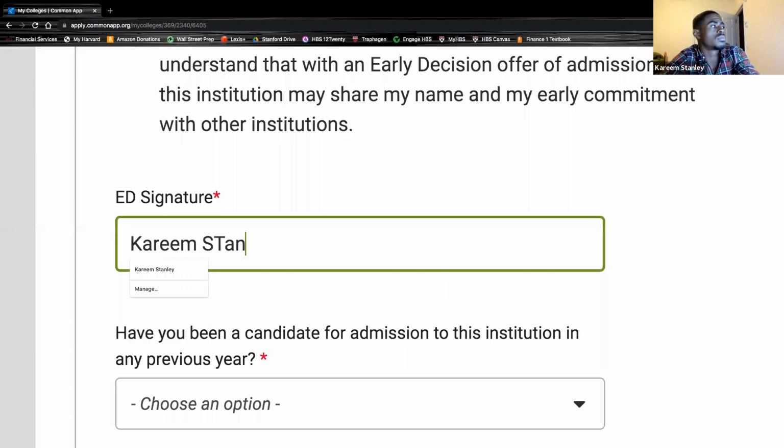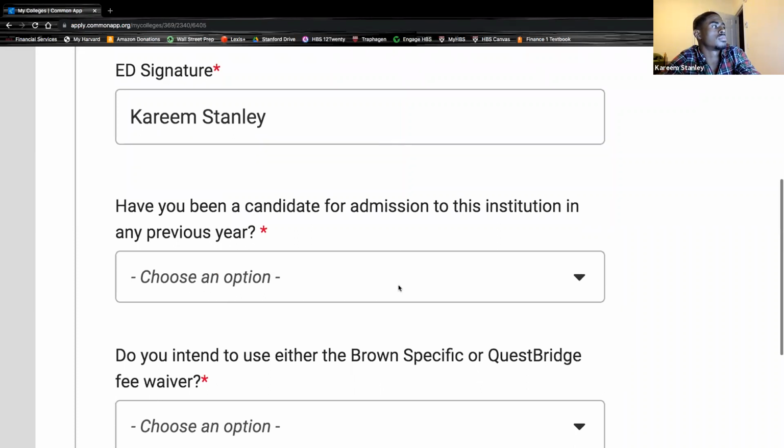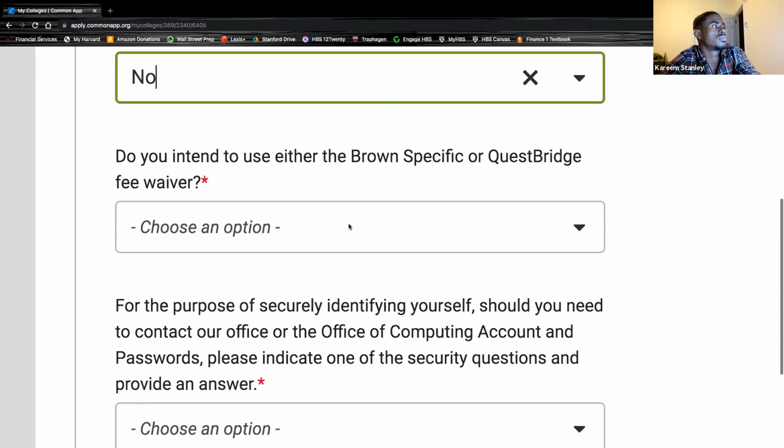Oh my God. Good thing it's Kareem signing this. Okay, ready? Have you been a candidate for admission in any previous year? No, you have not. Let's keep going. Will you use, okay, this is a really big deal.